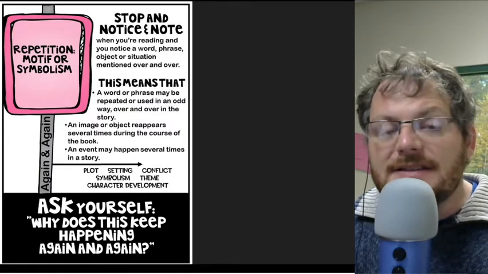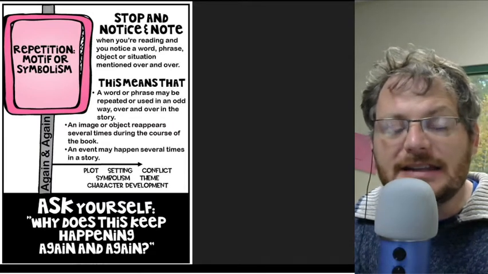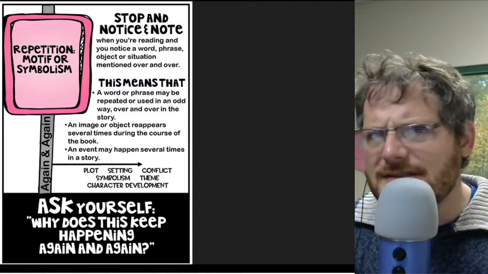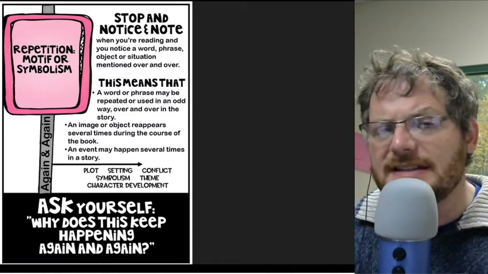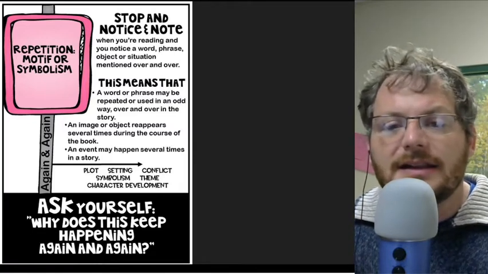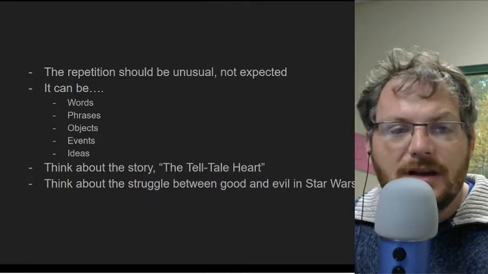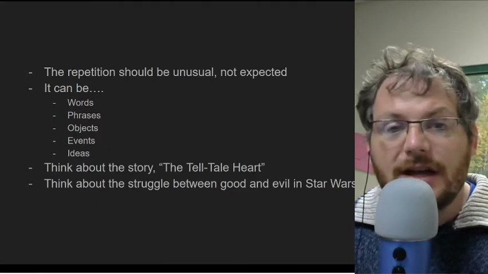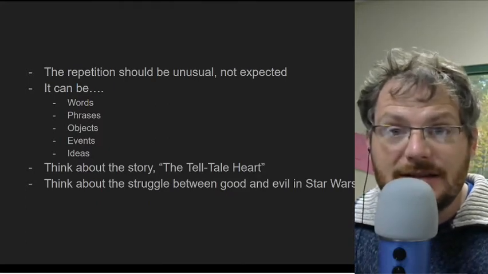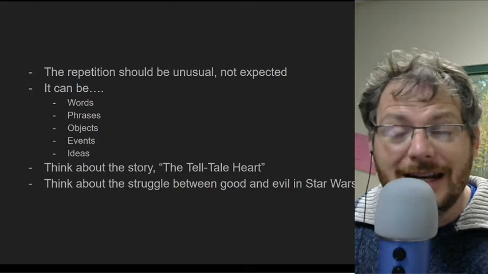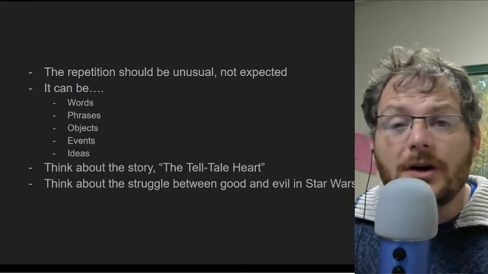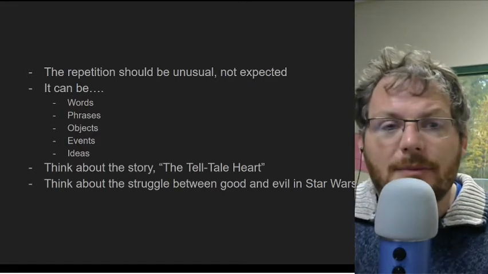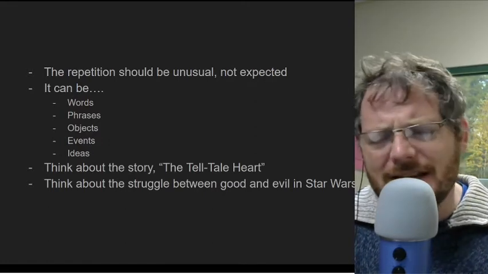Now, motif and symbolism is a slightly larger idea than just again and again. Sometimes a symbol might appear just like 3 times in a story, but it's still symbolic. It's still important. Let's look at a couple notes here. First of all, the repetition that we're noticing that makes the motif or the symbol should be unusual, not expected. Somebody's name coming up over and over again, if they're the main character, that's normal. You would expect some things to pop up again and again. But when we're talking about motif or symbolism, it should be unusual, not expected.